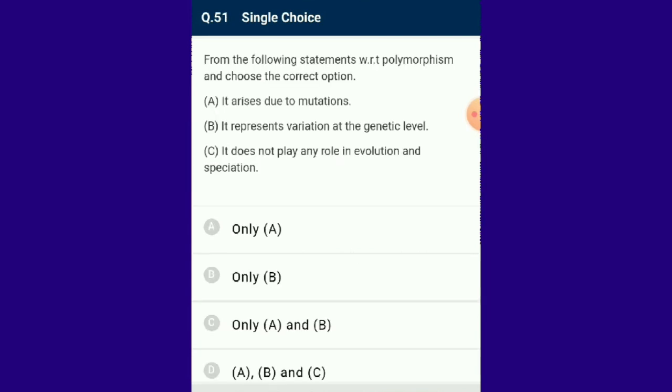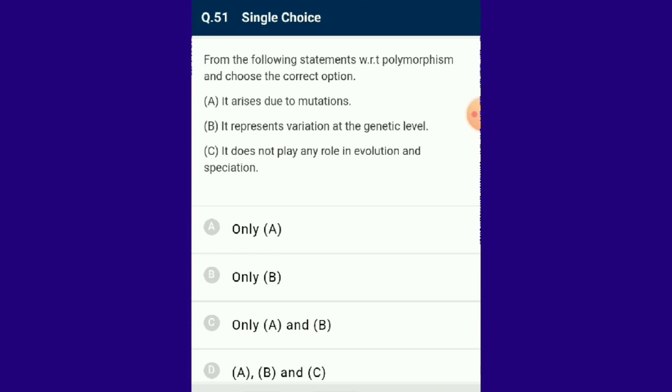That is question number 51. From the following statements on polymorphism, choose the correct option. See the statement A, it arises due to mutation. Yes, it is a correct option. See the B, it represents variation at genetic level. So that is also correctly given. C, it does not play any role in evolution and speciation. So that is the incorrect statement.